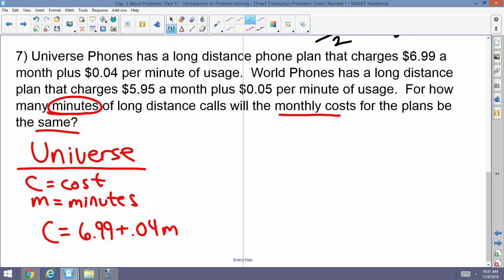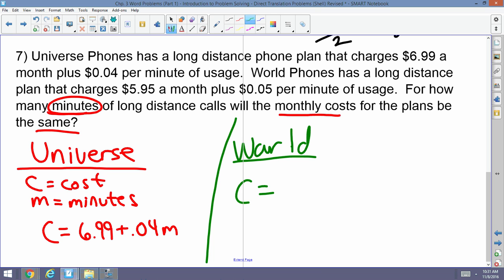What is the plan cost for World Phones? C still equals cost, M still equals minutes. So the cost equals $5.95 for that month plus 5 cents per minute.